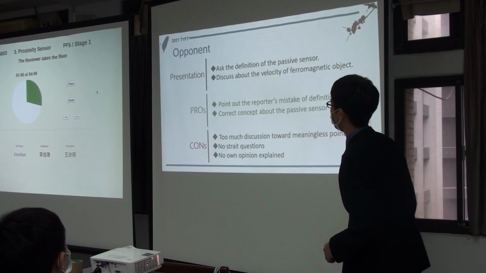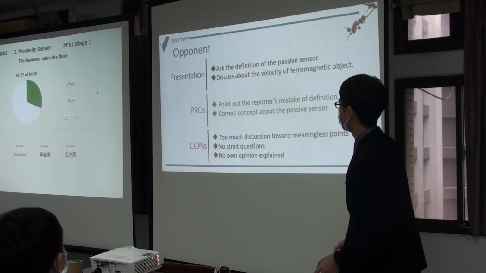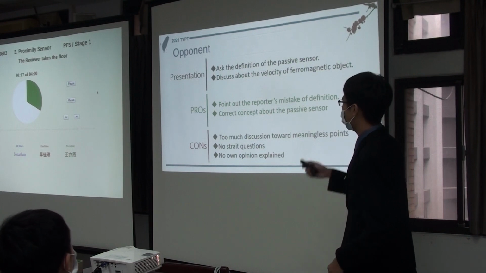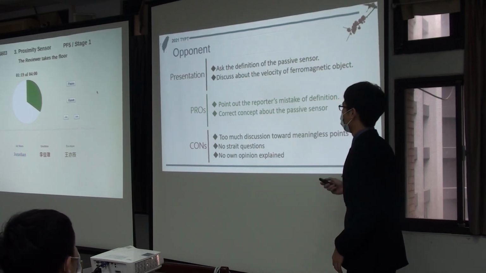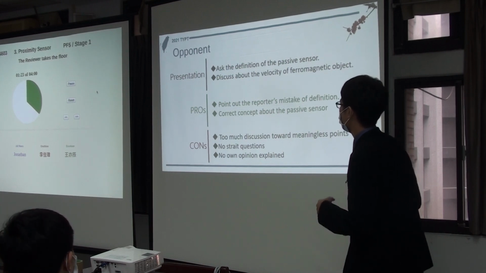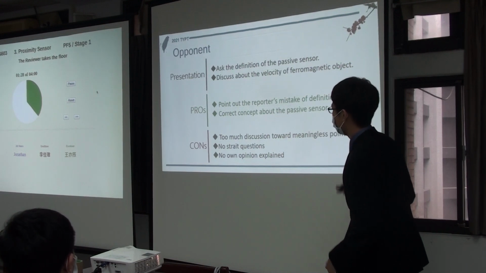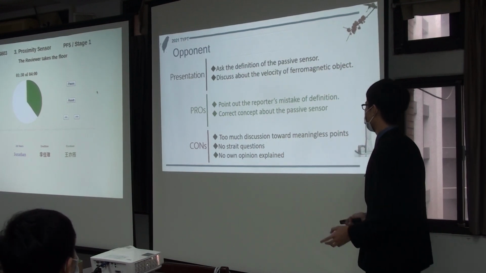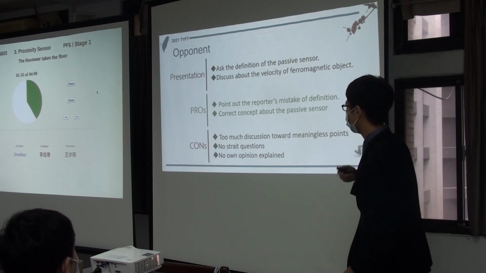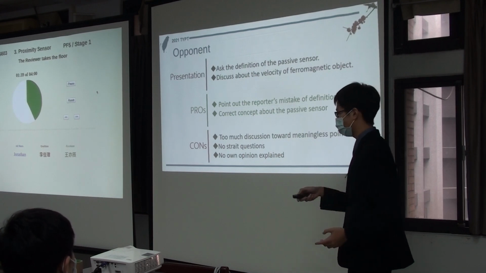Then this is the opponent's outline. In his summary of his presentation, he gave the definition of a passive sensor, and also discussed the velocity of the ferromagnetic object. And these are the pros and cons of the opponent. The pros are that he pointed out the reporter's mistake of definition and corrected the concept of the passive sensor, which I just mentioned in the problem statement. But the cons are that he had too much discussion toward meaningless points, he didn't ask straight questions, his questions were too long, and he explained no opinion.